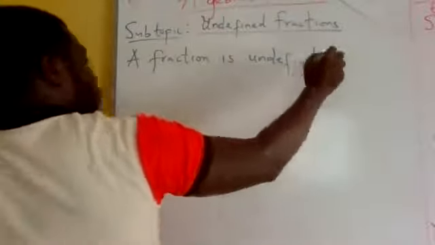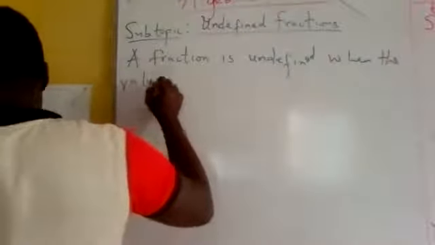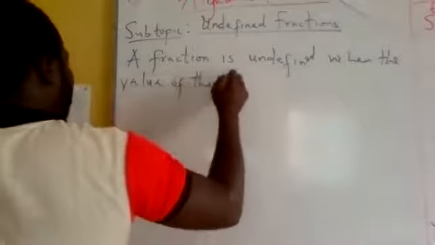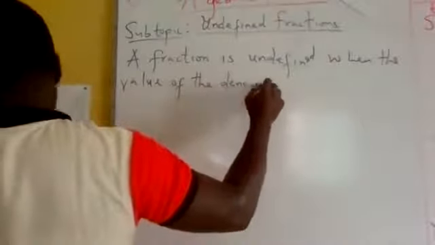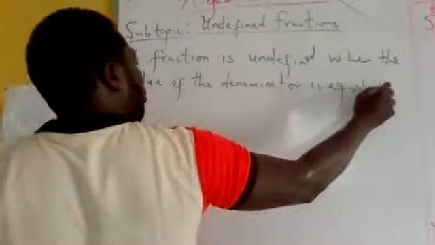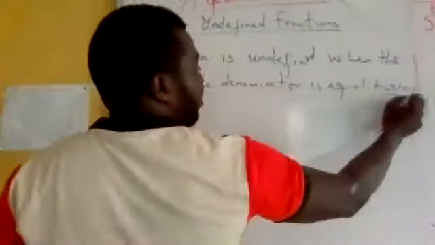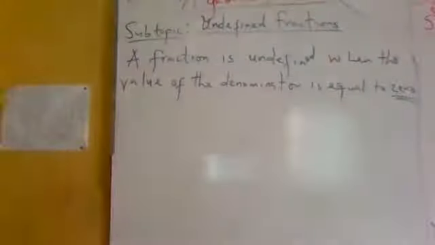A fraction is undefined when the value of the denominator is equal to zero. So once the denominator is zero, then your answer is undefined. I say it's undefined, that means it cannot be solved. It's giving you an infinity answer.